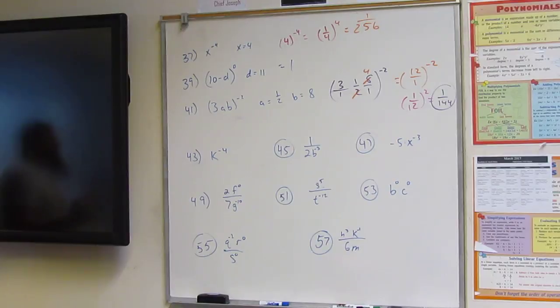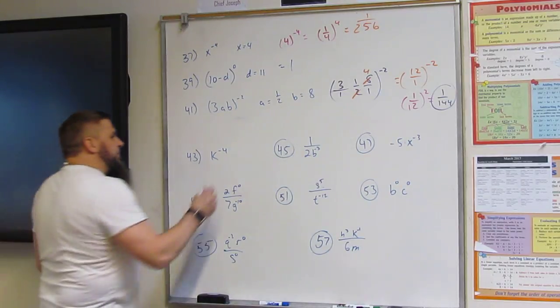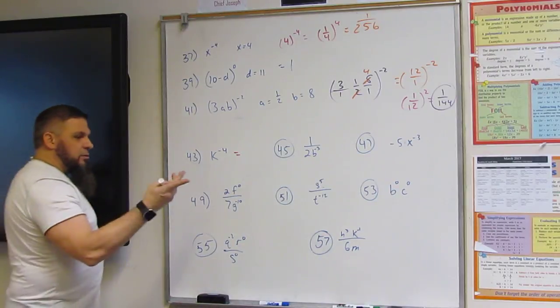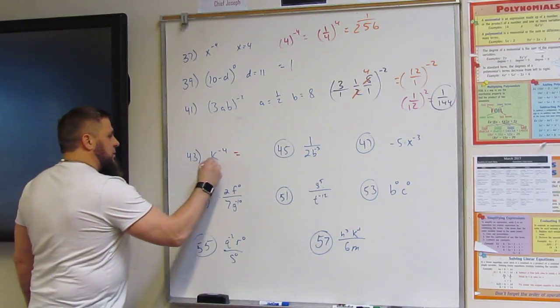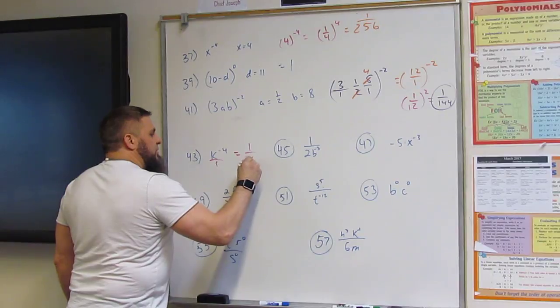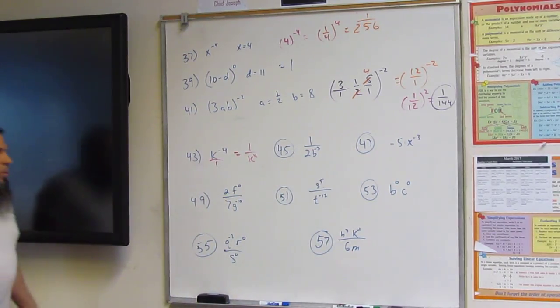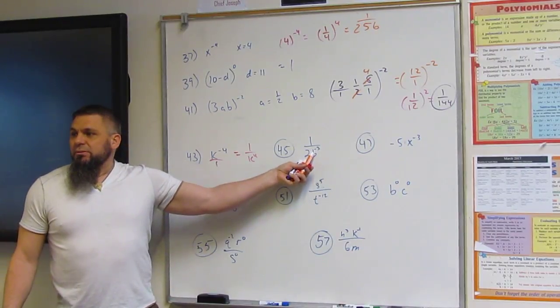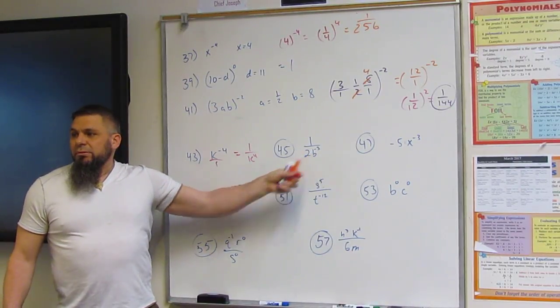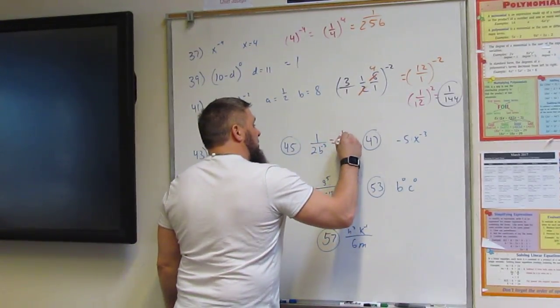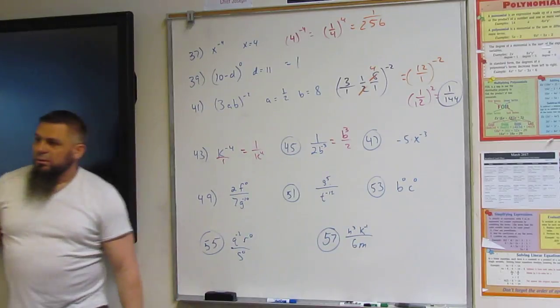What do we do? Oh, they want us to simplify. So I want to simplify this. What do I do to simplify this? What does a negative mean? What do I do? Flip it. Right? So it's just 1 over k to the 4th. That's it. Okay? What about this one? What moves? Is it the b? The b moves up, right? Yeah. So it's b cubed over 2.